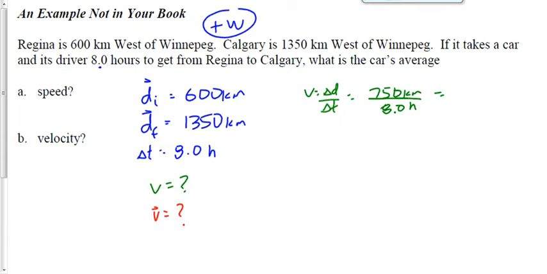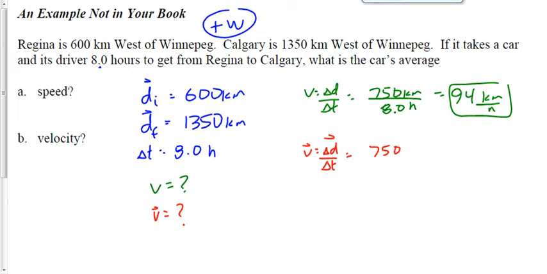Do the math there, and I think it worked out to be 93.75. We'll just make it 94 kilometers per hour. The average speed, 94 kilometers per hour. Let's deal with average velocity now. It's displacement divided by time. What's the displacement here? Final minus initial, 1,350 minus 600, it's 750, divided by 8 hours. Wait a second, it's the same thing. 94 kilometers per hour.